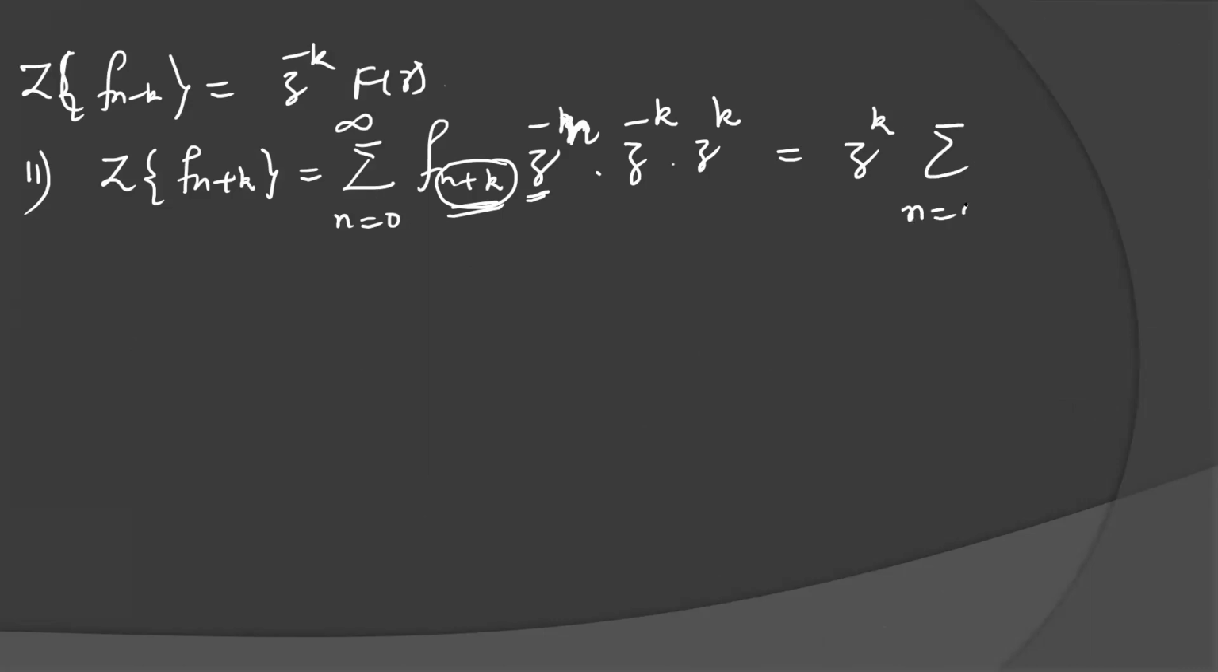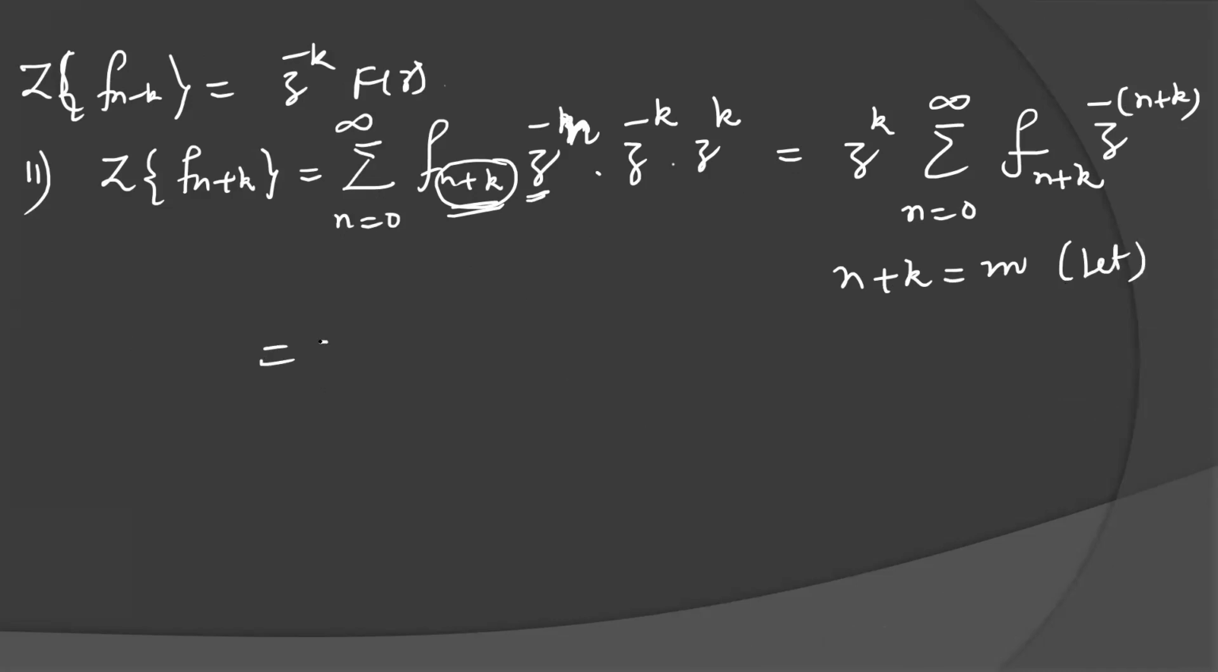It will be sigma n equal to 0 to infinity f(n plus k) z to the power minus (n plus k). You can see that minus k, plus k, will be adjusted with z to the power k. Again let n plus k equal to m. So your sigma is going to be changed. Why? Because n is starting from 0. So when n equal to 0, m will be k only, and when n equal to infinity, m will be infinity. It is f(m) z to the power minus m.